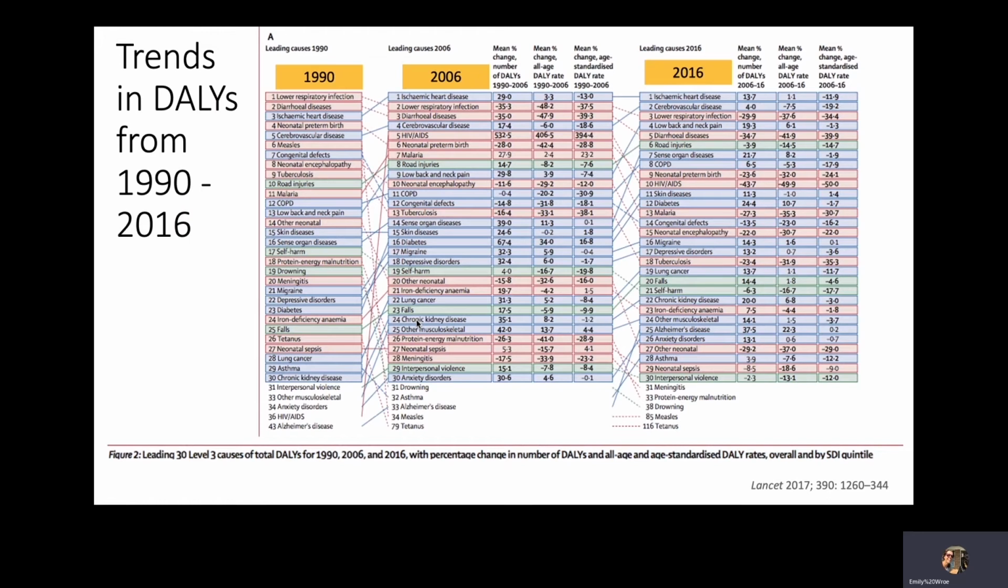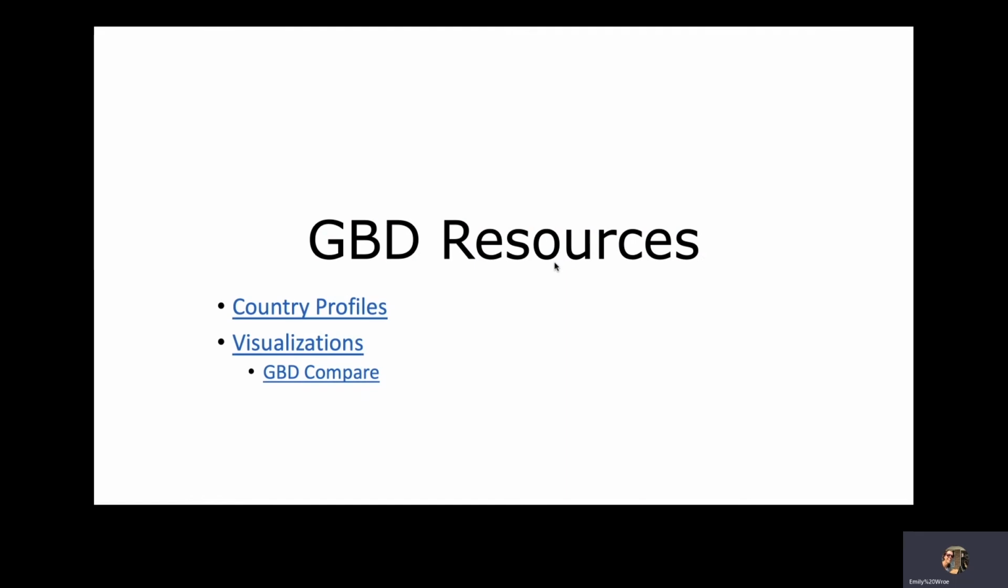And then this is another large picture image from the Global Burden of Disease study over time. You can see 1990, the leading causes of DALYs, to 2006 to 2016, and how there's shuffling worldwide in what the number one things are. You can see lower respiratory infections falling, ischemic heart disease rising, and how things have changed over time that are affecting the global population.